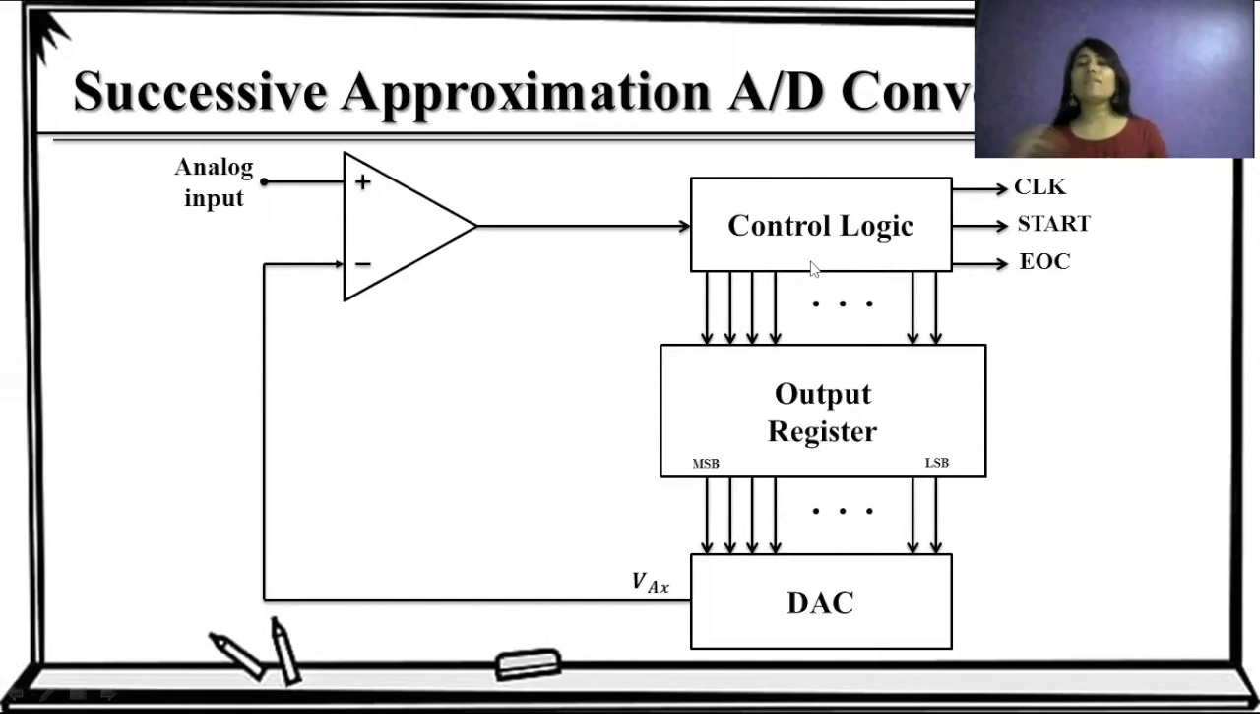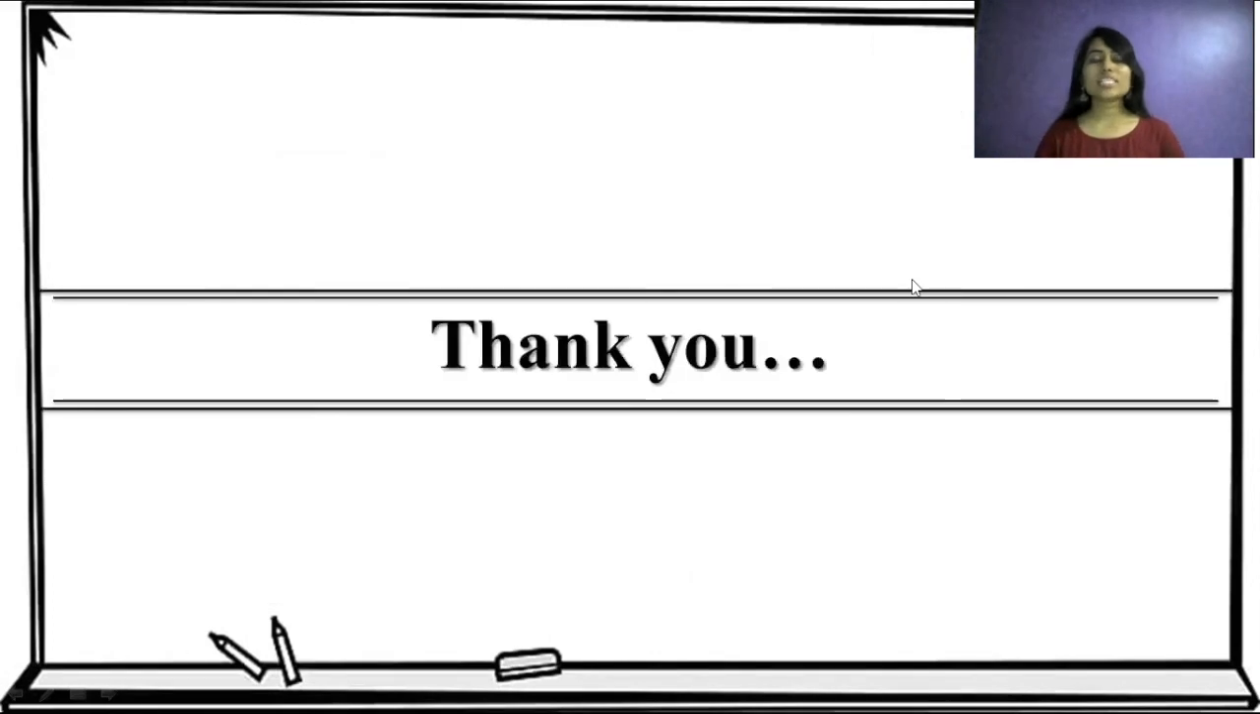Then next 111, which is equal to 7. Whenever we have a 0 difference, it is also treated as a positive difference. So we have to consider this as a positive difference and retain those bits. Using these techniques, we can convert analog information into digital information. So in today's session, we discussed the successive approximation analog to digital converter. Thank you.